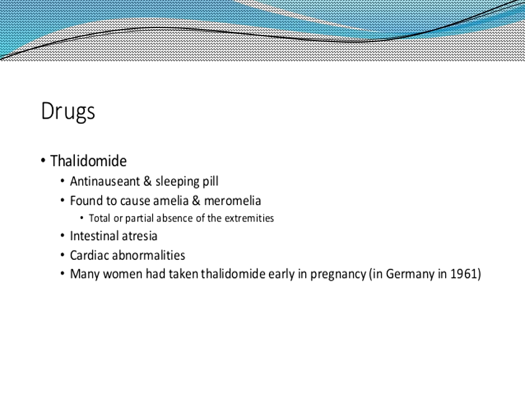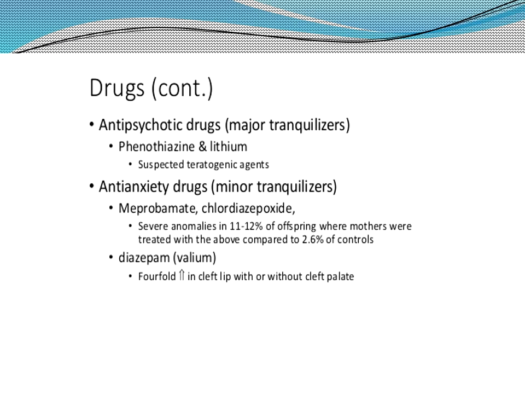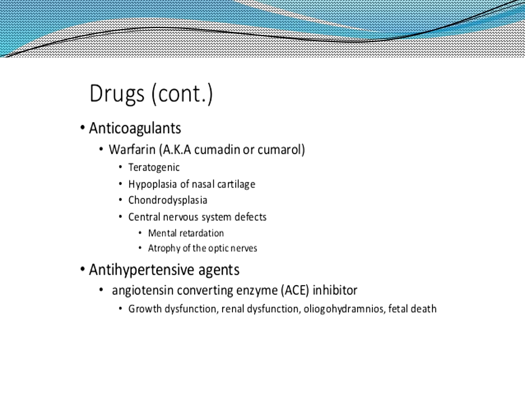Drugs which are used in pregnancy and have teratogenic effects include thalidomide, anticonvulsants such as phenytoin and valproic acid also leads to neural tube defects, congenital heart defects, craniofacial defects, nail and digital hypoplasia, growth abnormalities, and mental deficiencies. Other drugs include antipsychotic and anti-anxiety drugs, anticoagulants, and antihypertensive drugs such as ACE inhibitors also lead to growth dysfunction, renal dysfunction, oligohydramnios, and fetal death.